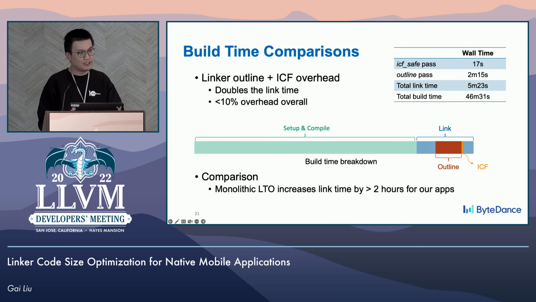We also tried to enable monolithic LTO on our apps to compare its build time overhead with ours. And we observe here, on average, monolithic LTO increased the link time by over 2 hours for our applications.